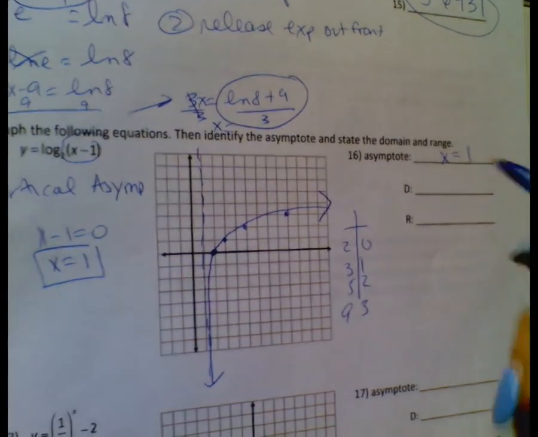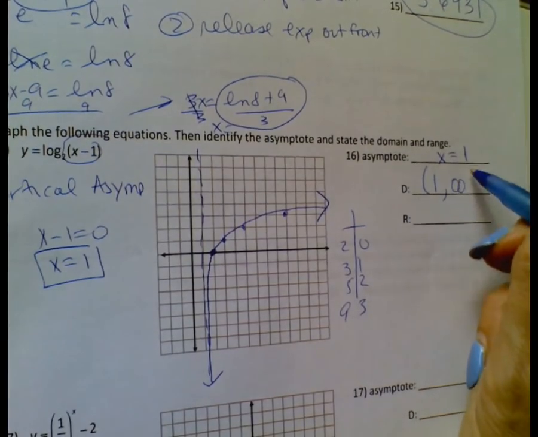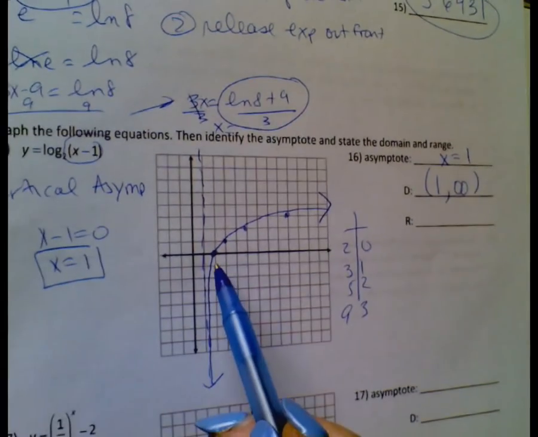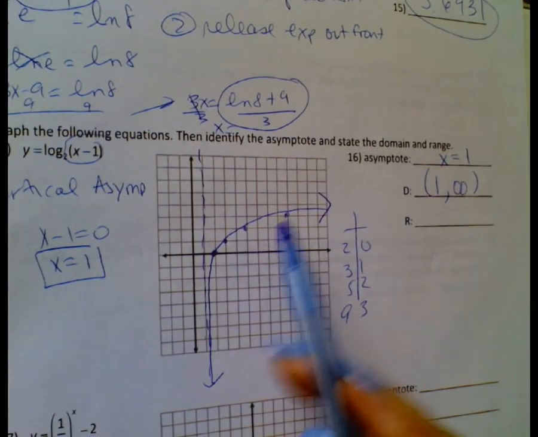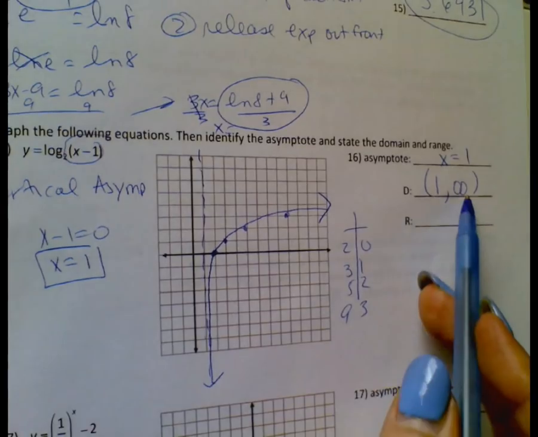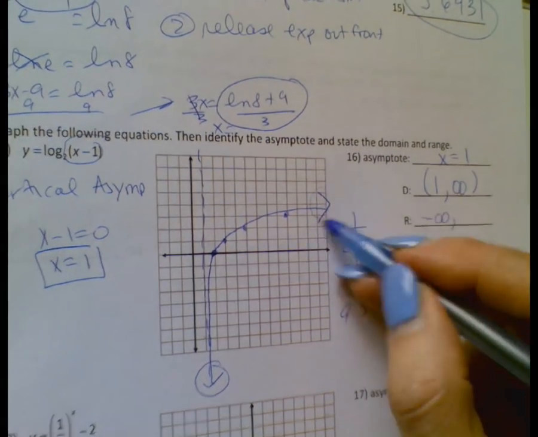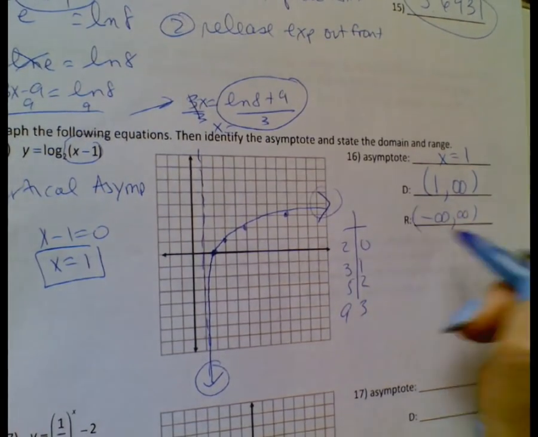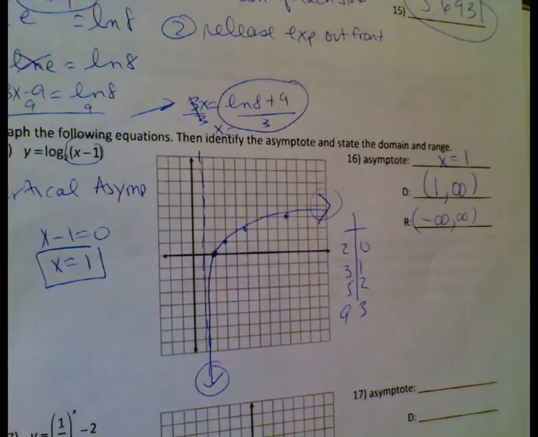So your domain is always going to be your vertical asymptote 1 with a parenthesis to positive infinity, because how far left does it go? It goes to the vertical asymptote, but doesn't touch it. That's why there's a parenthesis. And then how far right does it go? And that's infinity. Range is how far down does it go? It goes forever. How far up does it go? Forever. Calculator doesn't look like it's going down forever, but it does. It just gets so close that you can't see it. That's how you do it.